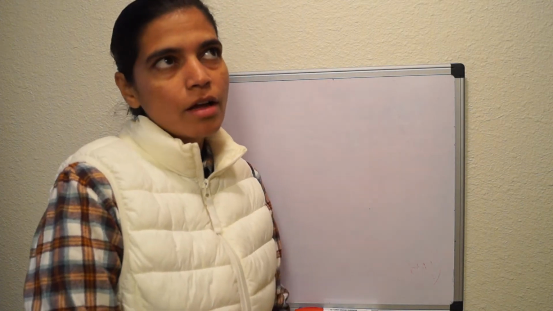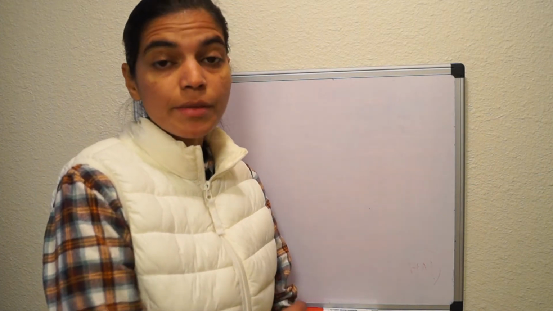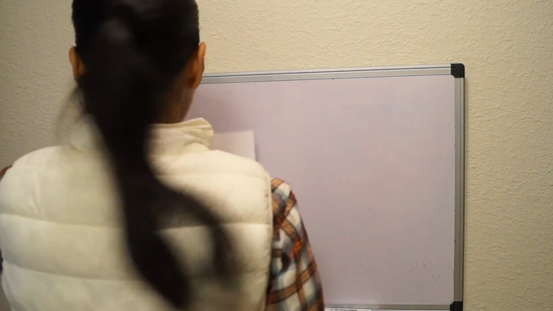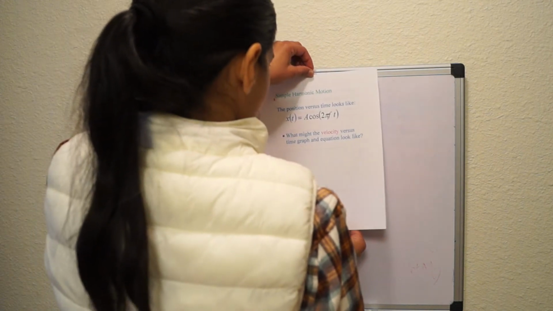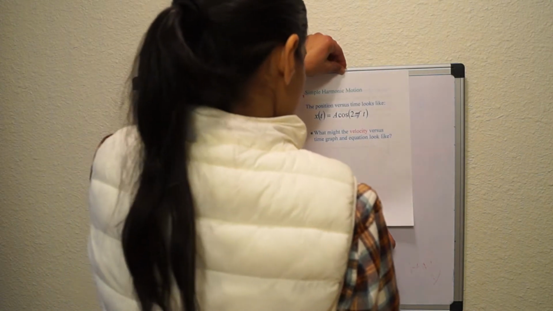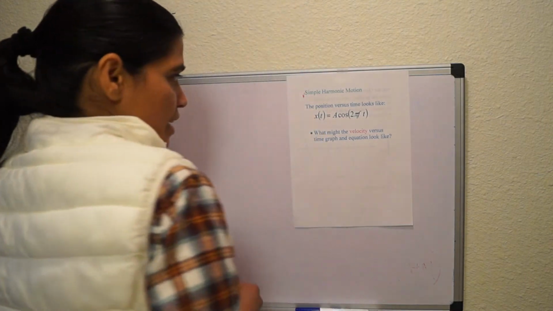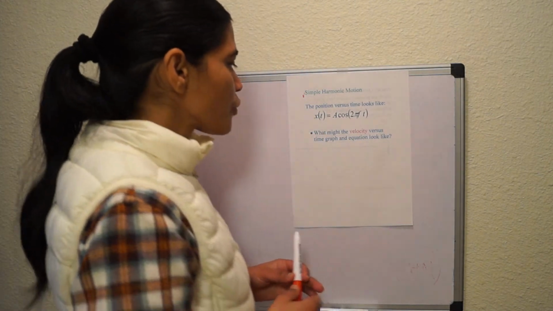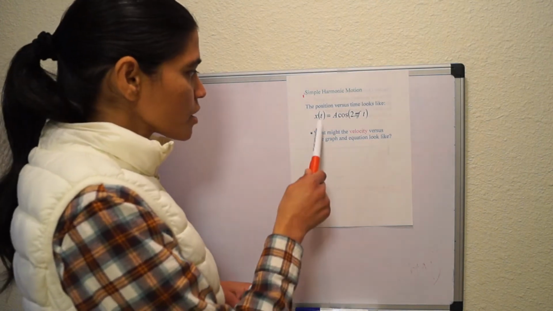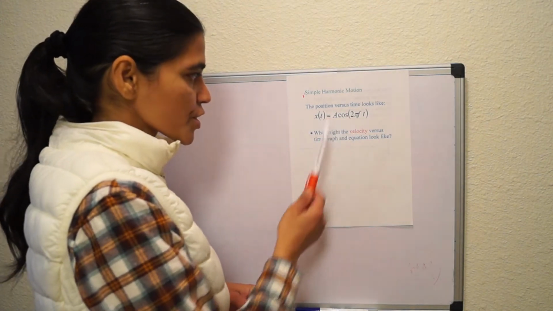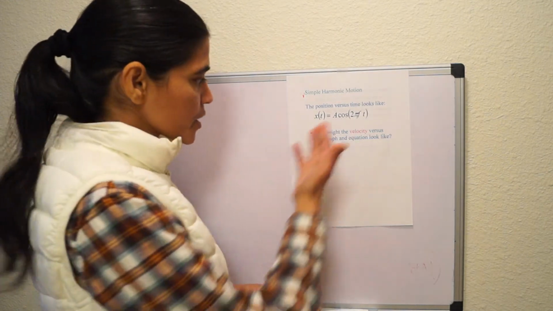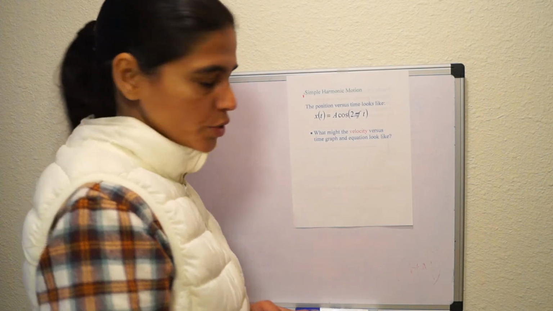Alright guys, so far we looked at the position versus time graph and the mathematical function that could describe simple harmonic motion, right? So next step: we already said the function for the position versus time graph looks like this, right? x(t) equals A cos 2 pi f t, where f means frequency and A means amplitude.